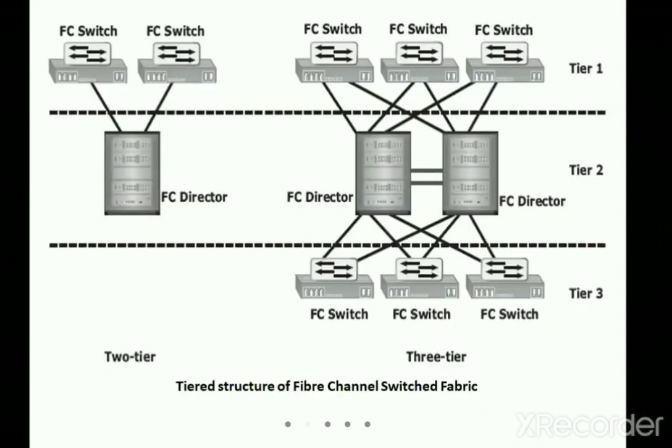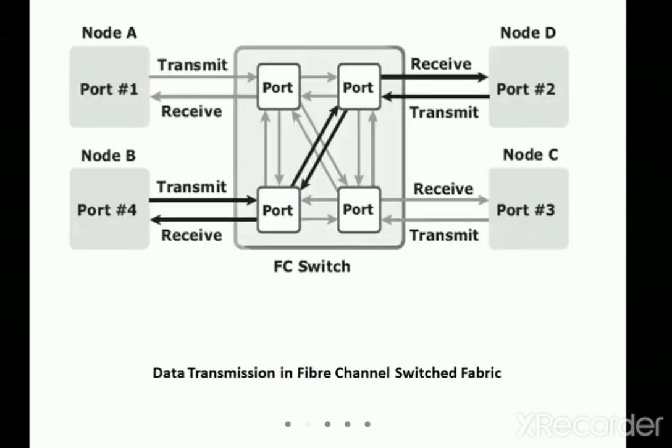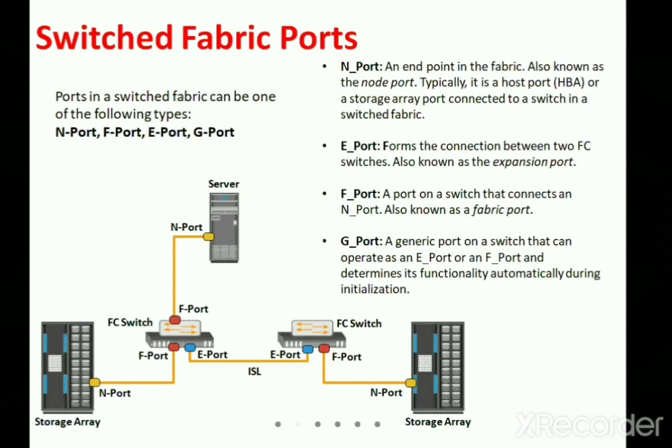And also we have seen the advantages of having the switch over the hub, and we have seen how the ports communicate from one node to another node. And we have even seen the different types of ports, that is N port, F port, E port and G port, where N stands for node port, E stands for expansion port, F stands for fabric port, right? And G port is a generic port which is used to connect to the E port or the F port automatically for any functionality.